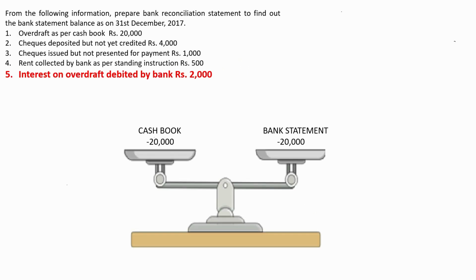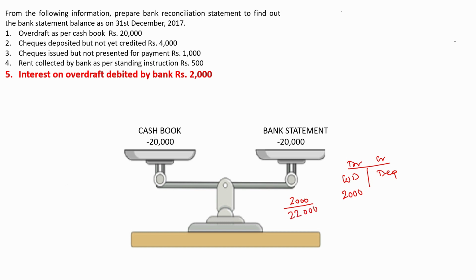Interest on overdraft debited by bank, rupees 2,000. Now, this debit and credit. Debit in the bank statement is withdrawal, whereas credit is deposit. Now, the question specifically says 2,000 rupees is debited in the bank statement. That means 2,000 is treated as a withdrawal. With every withdrawal, overdraft increases.